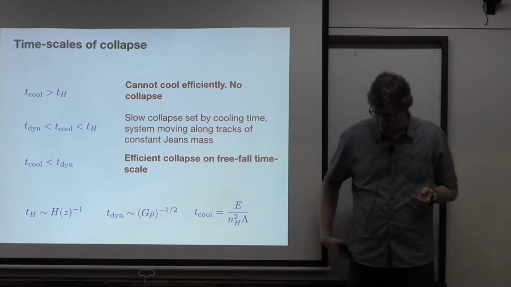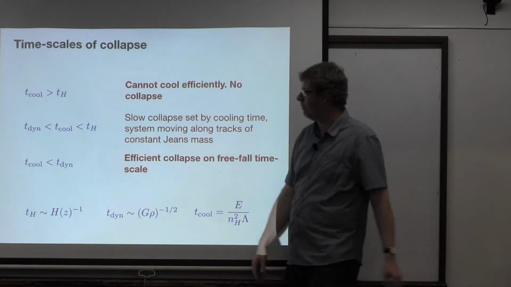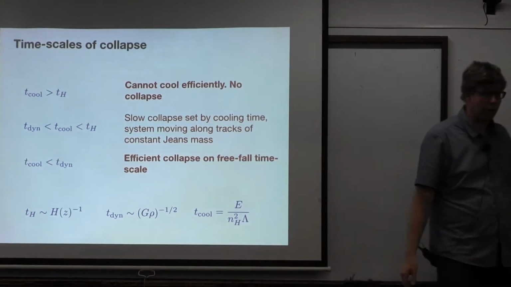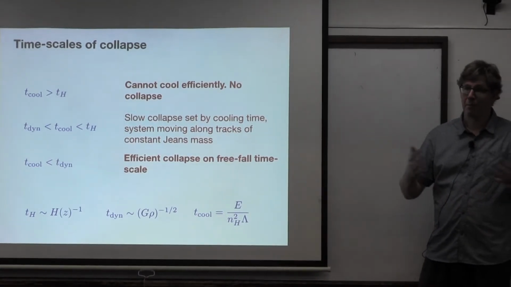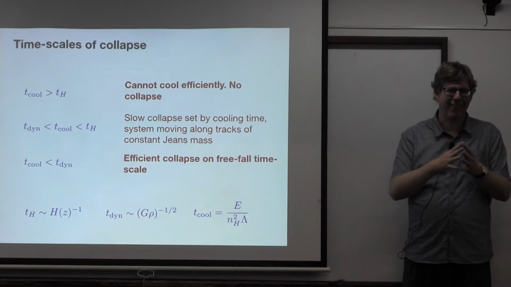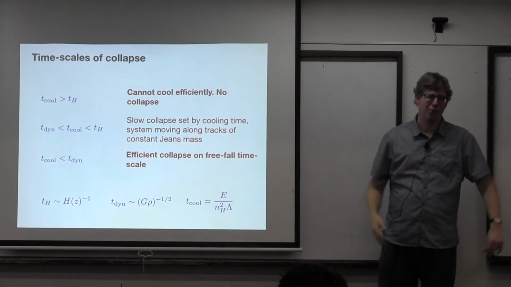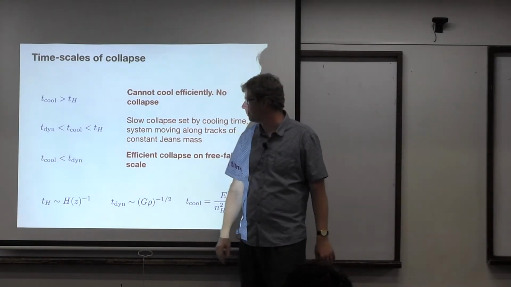So here are the different time scale situations. You can have a situation where the cooling time of the gas is longer than the expansion time of the universe. Well, at that point, there's no point, right? The cooling is taking so long that the universe has doubled in size by the time it's cooled a bit. So then you get no collapse.